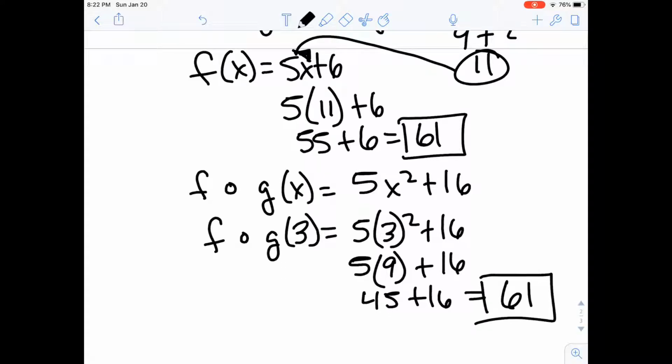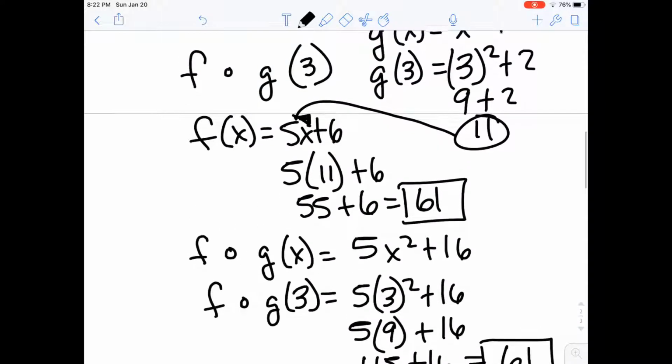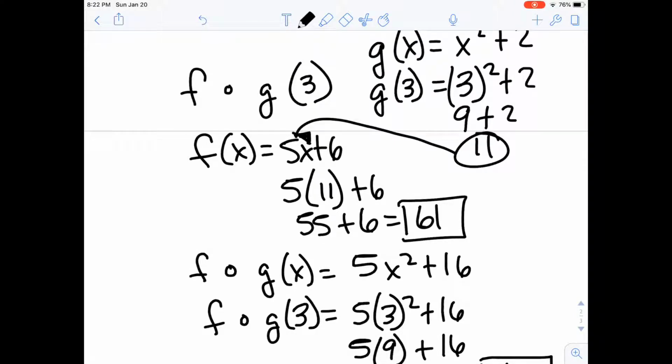So you can work it either way. You might be asked to find f of g of 3 from a graph, right? So you would find g of 3, and then you would take that value and plug it into f, and that would be your answer. It just depends on how they ask the question and how you tackle the problem.